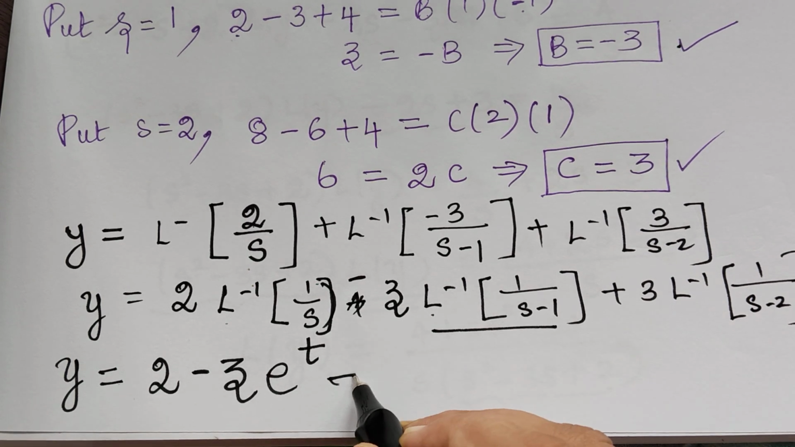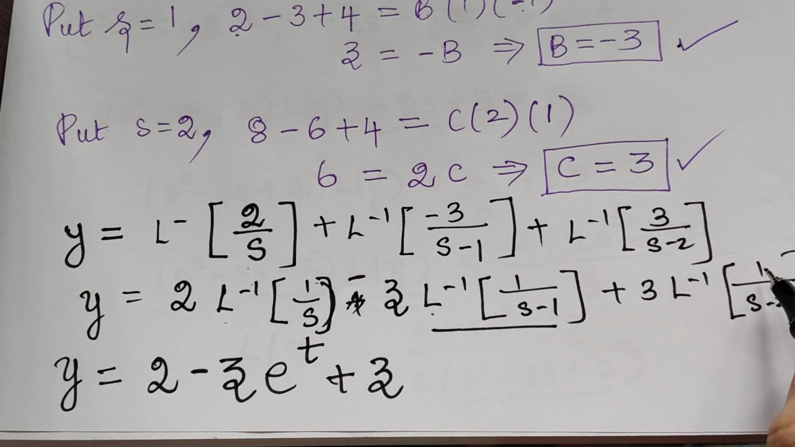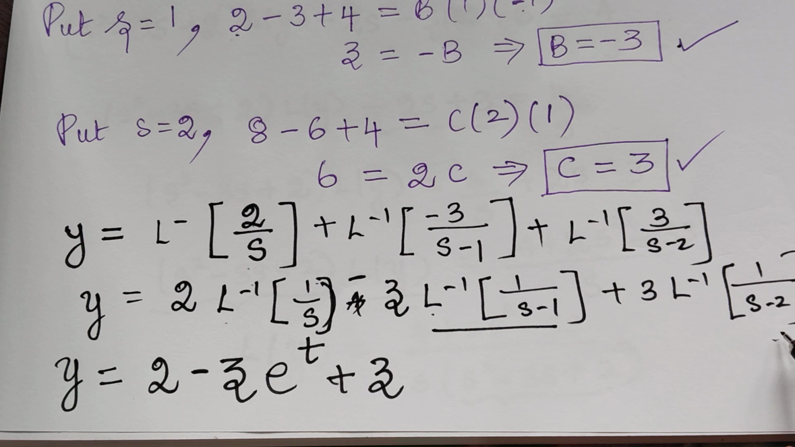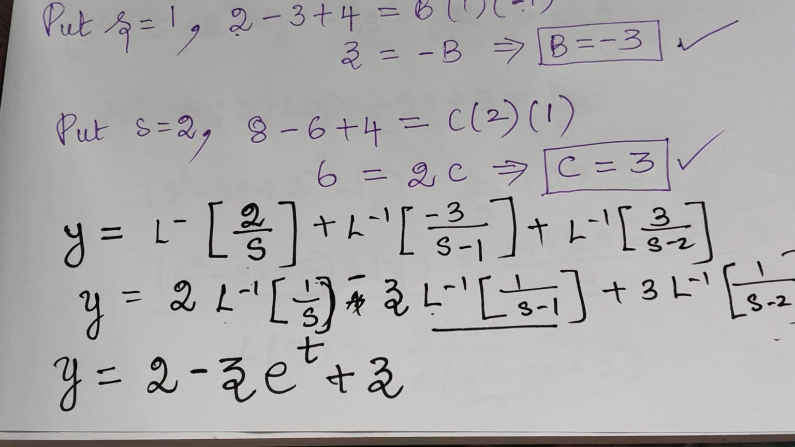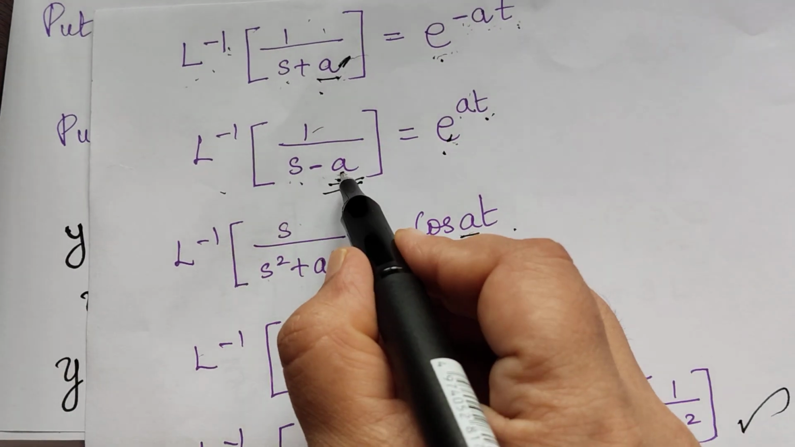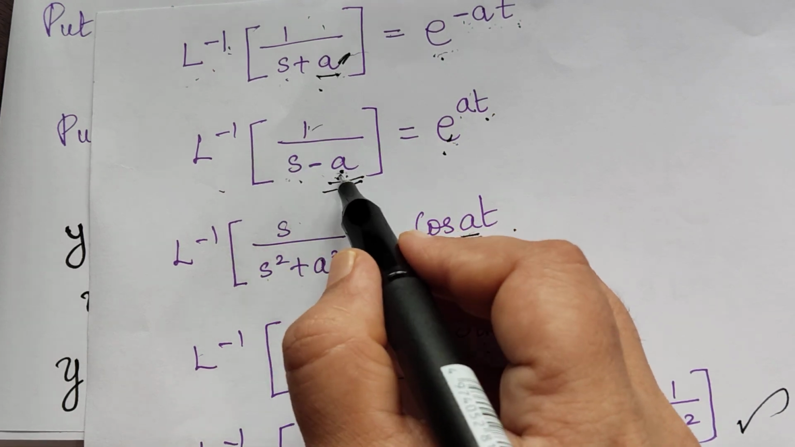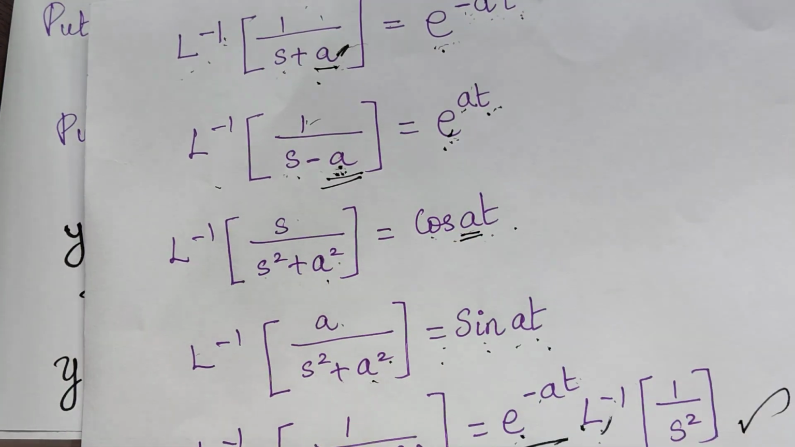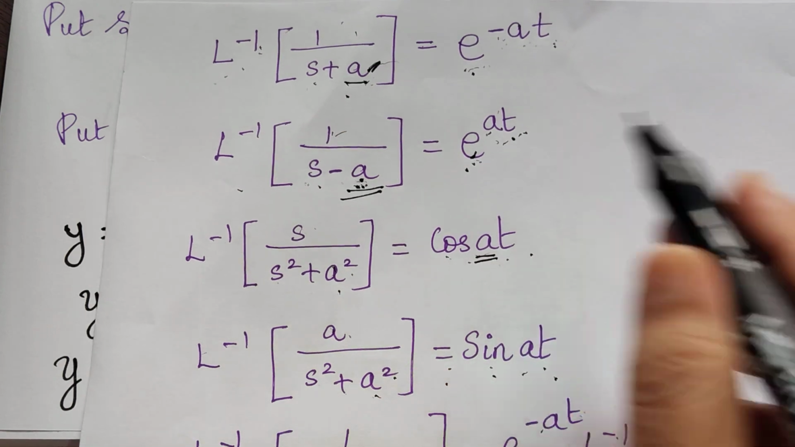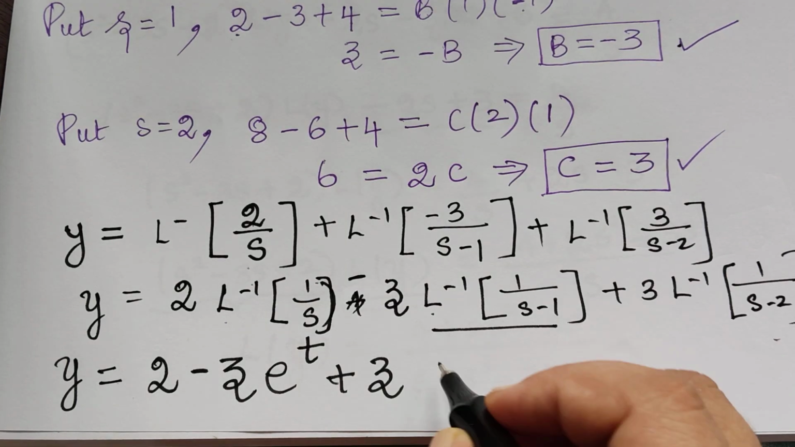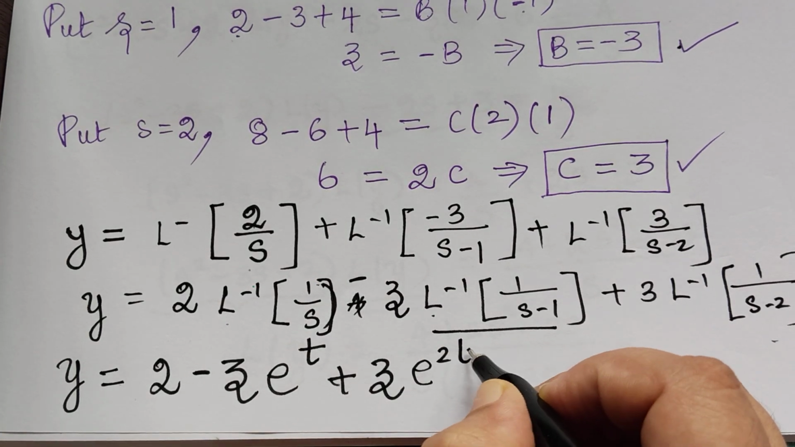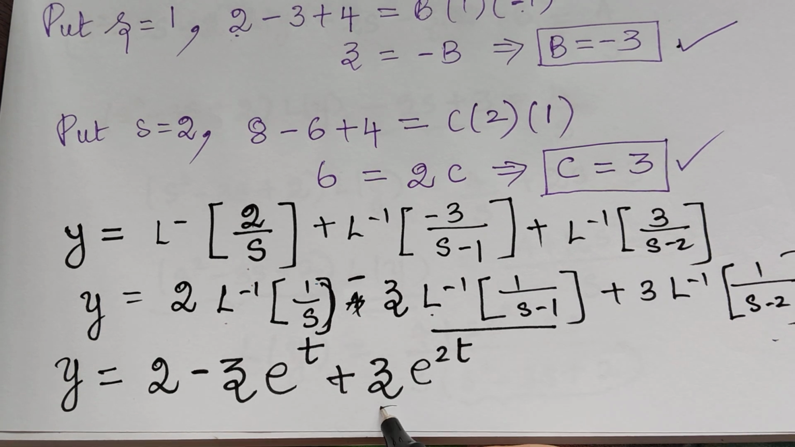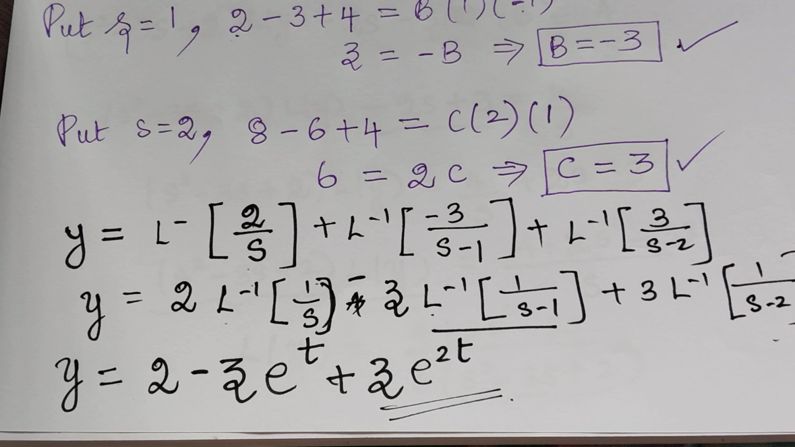And then finally we have plus 3 Laplace inverse of 1 by s minus 2. It is the same formula where the value of a is 2. So if we put a is equal to 2 over here, we have Laplace inverse of 1 by s minus 2, which will be e power 2t. So therefore this is the solution for the given ordinary differential equation which we have solved using Laplace transform. So hope you have understood this problem. Thank you.